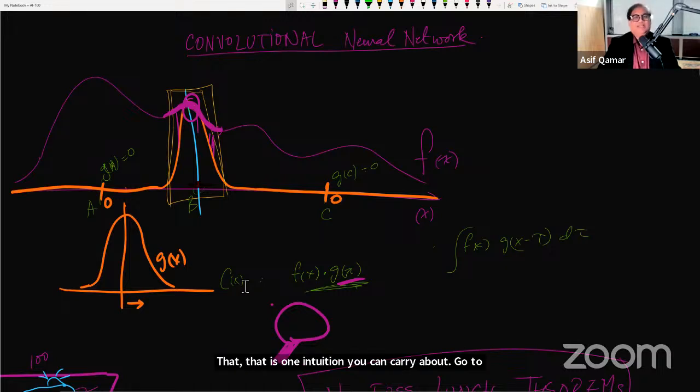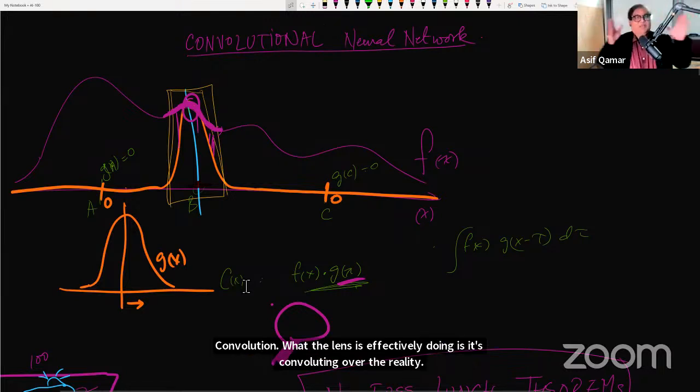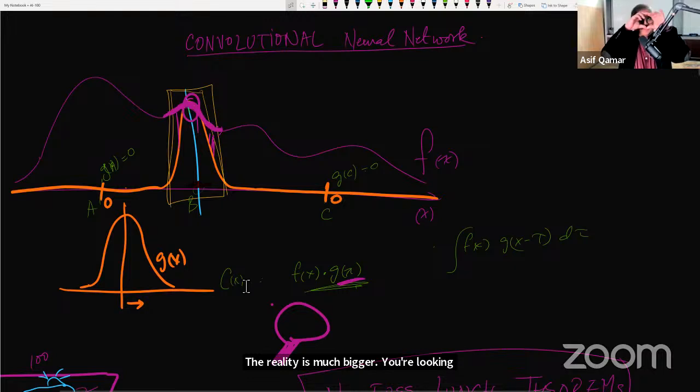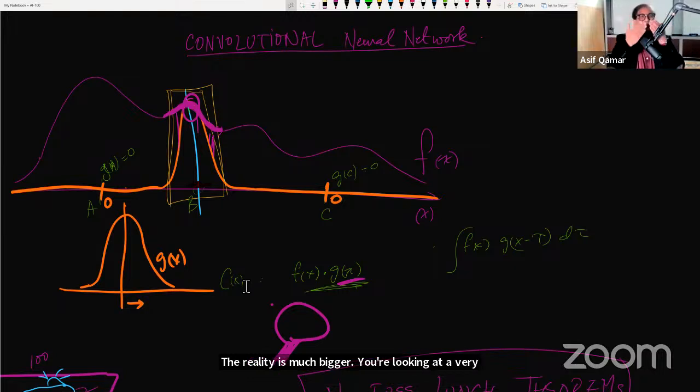convolution. What the lens is effectively doing is convolving over the reality. The reality is much bigger. You're looking at a very narrow window of it. And even then, you're picking up certain very narrow things, like, for example, that child. That is one simple intuition you can carry about what a convolution does.